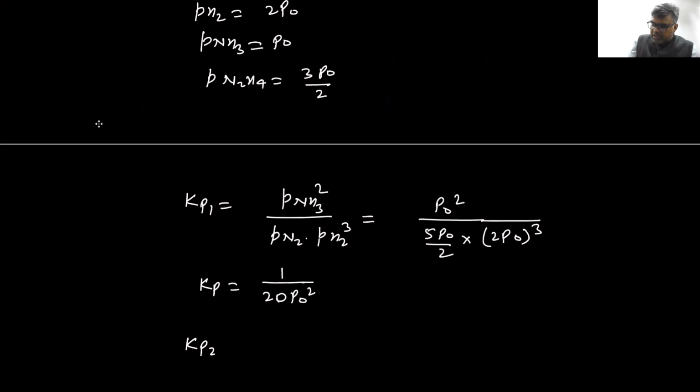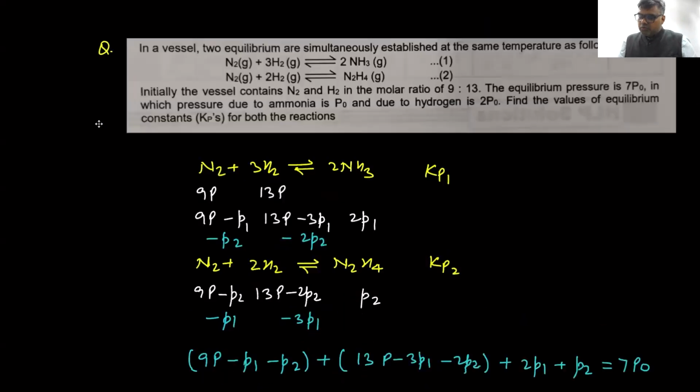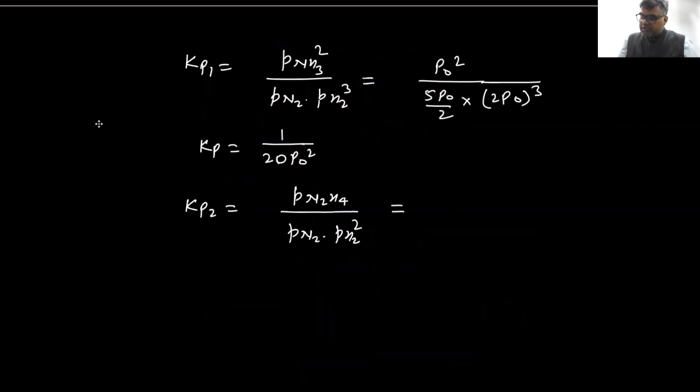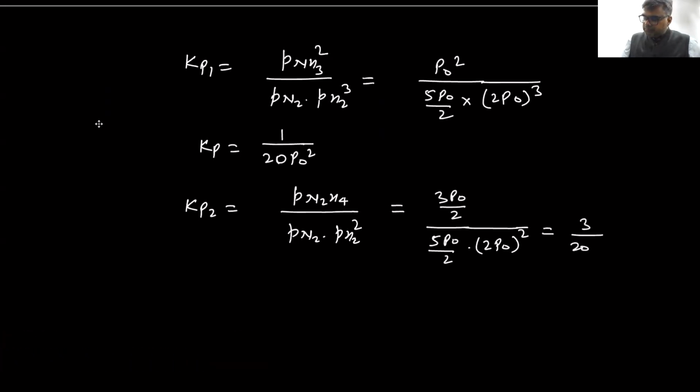And similarly, if you calculate Kp2, it will be the partial pressure of N2H4 upon the partial pressure of N2 into the partial pressure of H2 square. Okay, the coefficients are 1 and 2. Again, substitute the values. It will be 3P naught by 2 divided by 5P naught by 2 into 2P naught square. This comes out to be 3 by 20P naught square. These are the final answers.